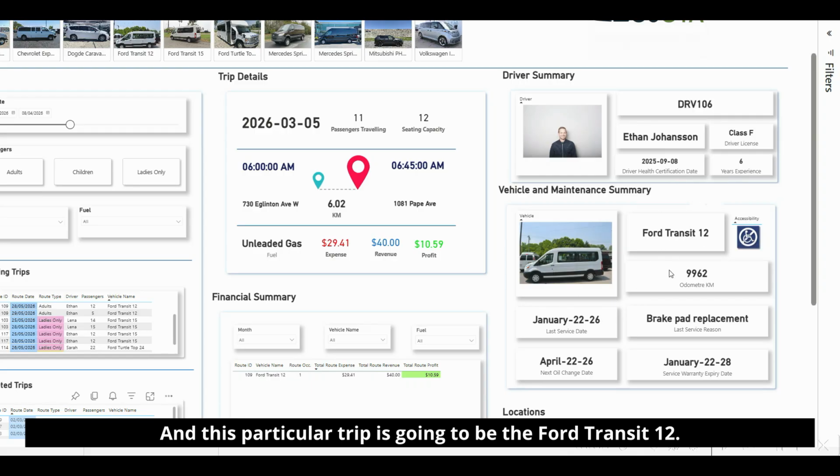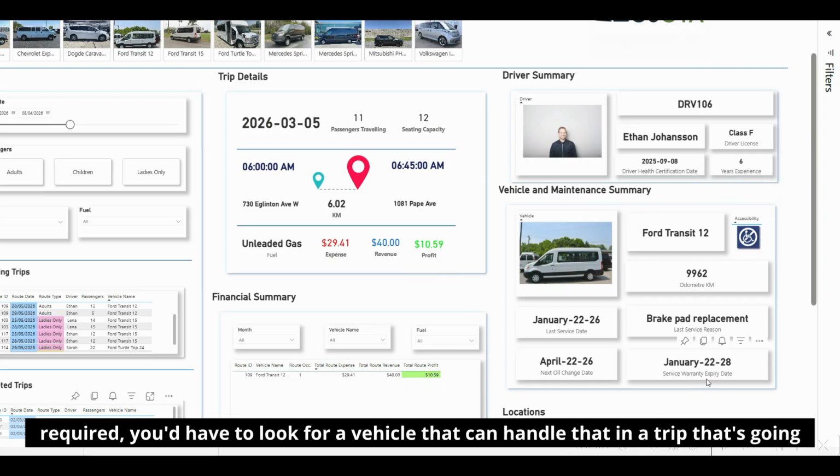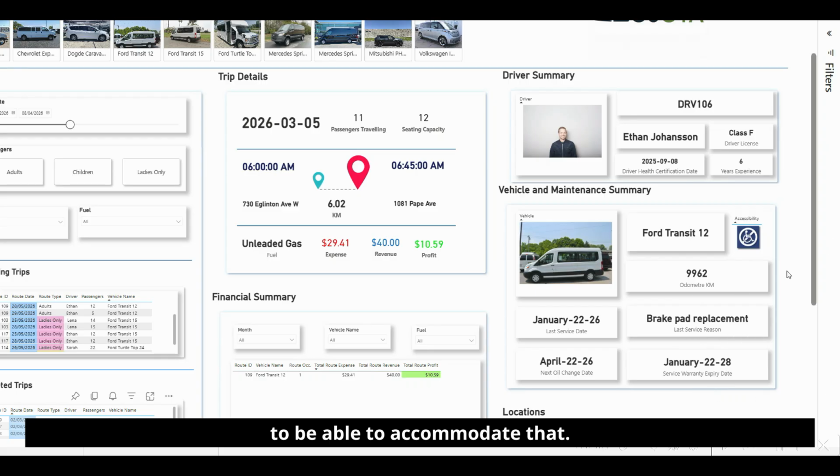And this particular trip is going to be the Ford Transit 12. That particular vehicle has an odometer reading in kilometers. We are in Ontario, Canada. So about 10,000 kilometers is on this Ford Transit 12-seater. And this is pretty important here. Specifically, if we're looking to schedule a trip where accessibility is required, you'd have to look for a vehicle that can accommodate that. So this particular vehicle is not wheelchair accessible.